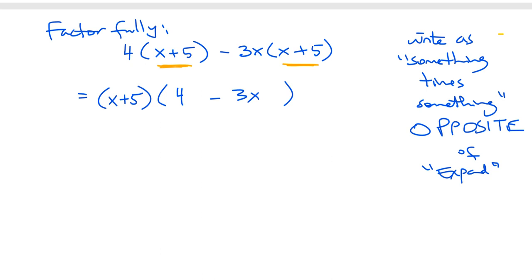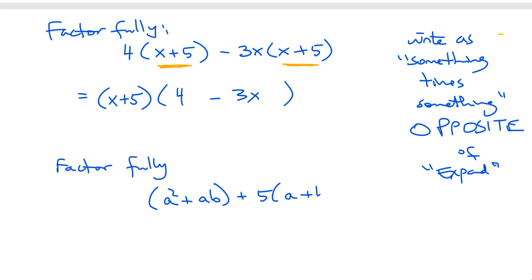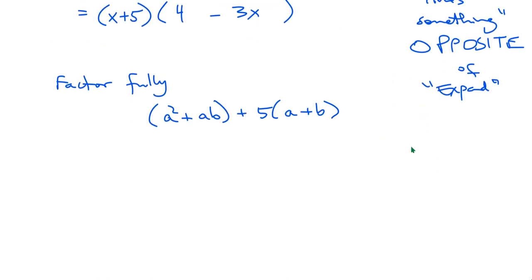What do you think? All right, let's do one more, and that'll be the end. So common factoring: A squared plus AB plus 5 times, let's go, A plus B. Okay, so this is a challenge question. All right. Don't expand. We're going to try to common factor.